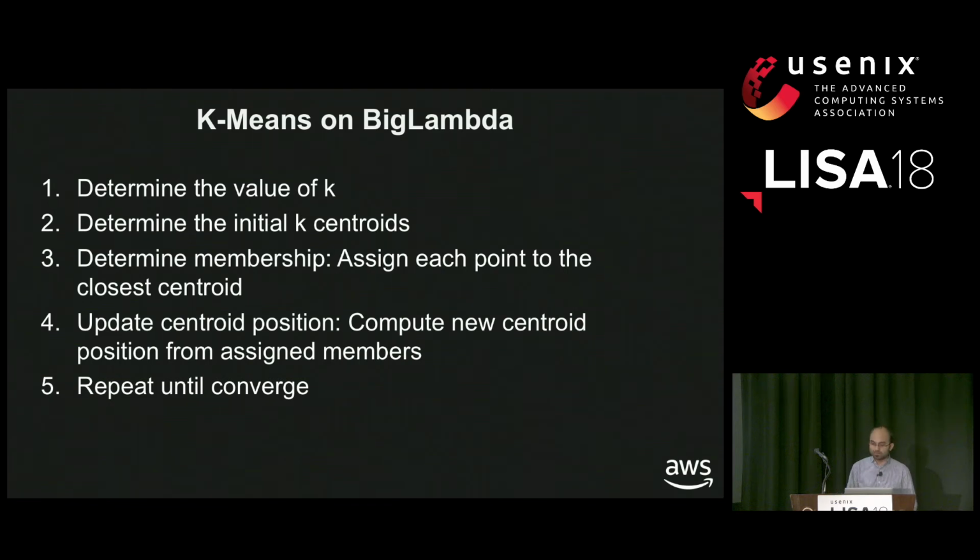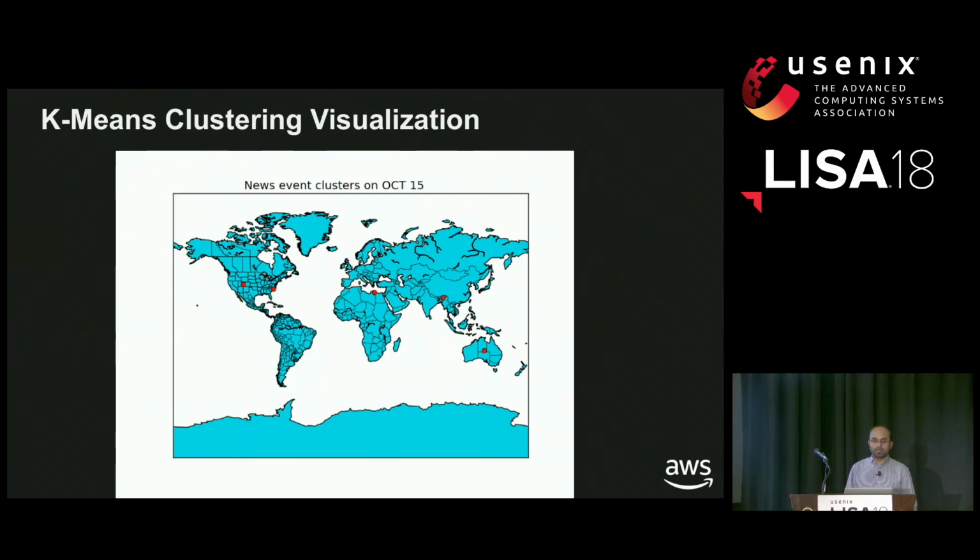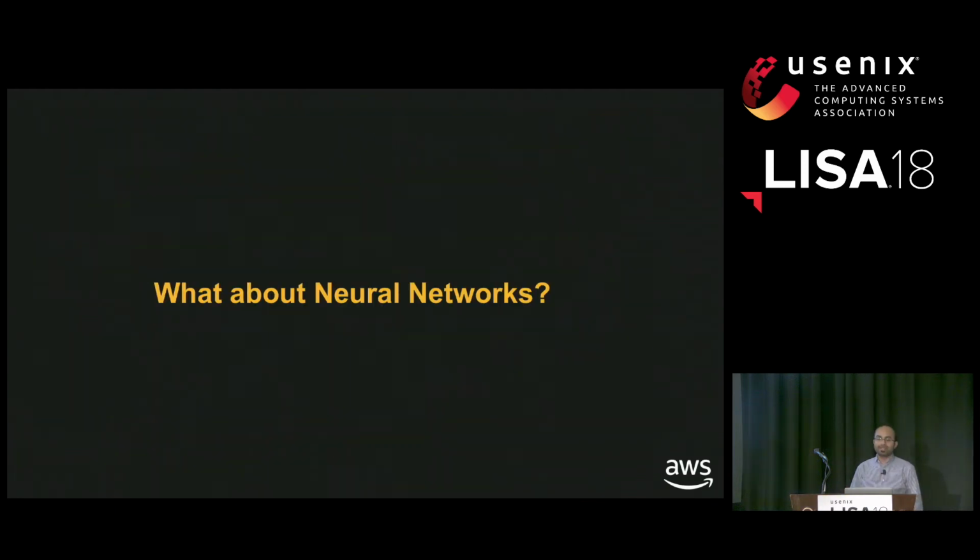So this is just the pseudocode, and then I ran this on a news event data set to see where the hot events are happening all over the world, and as you can guess, these days, a little bit of social media activity shifts news centers pretty easily. So that's about basic or classical machine learning algorithms.